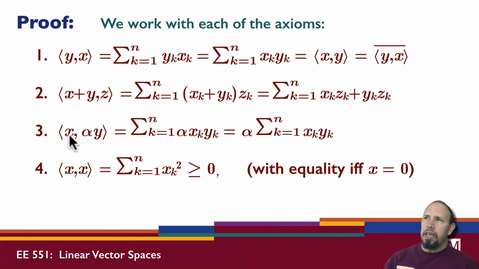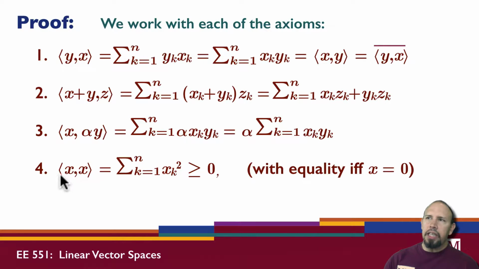The third property, I take x and a scalar times y, and so when I express it this way, the scalar I can bring out front, and actually I can bring it all the way out front and get this expression. So this is alpha times the inner product of x and y.